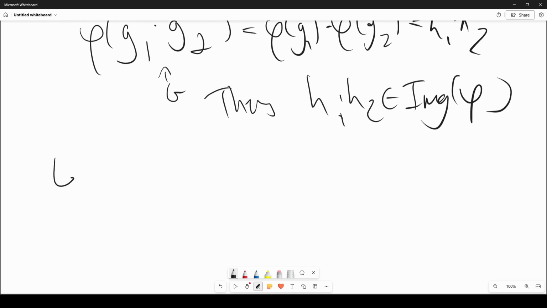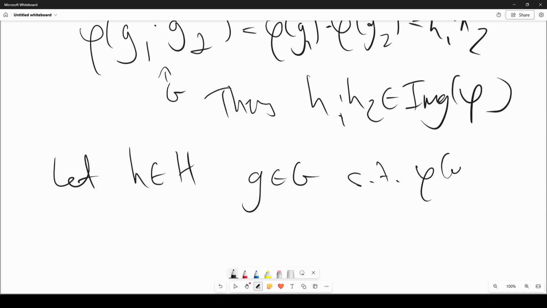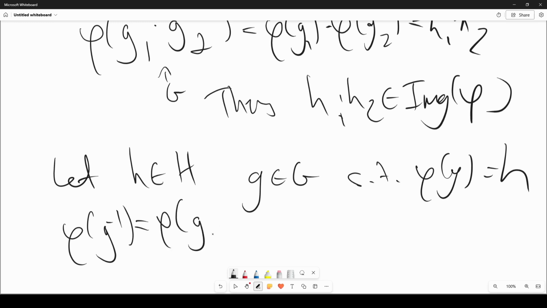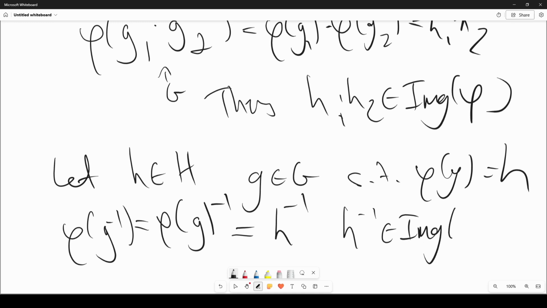Okay. Now let h be in the image, and we're going to let g be in G such that phi of g equals h. We know from one of our properties that phi of g inverse equals phi of g, all inverse. You see this one's very helpful. But phi of g is h, so this is h inverse. Since g inverse is in G, clearly h inverse must be in the image of phi as well.